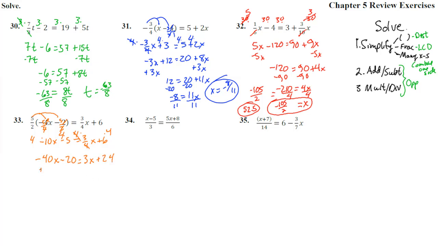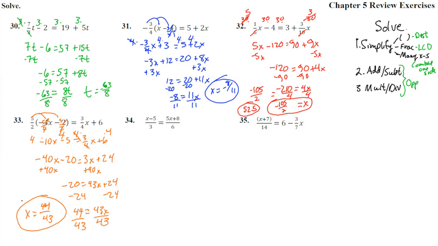Okay, let's get the x's together. We can add 40x to both sides. And we get negative 20 equals 43x plus 24. Subtract 24, and we get 43x equals negative 44. Divide by 43. Yeah, x is just, I don't think we can simplify that anymore. We could call it 1 and 1/43, but negative 44 over 43. That was a negative 44. That's a negative right there. Okay, number 34.